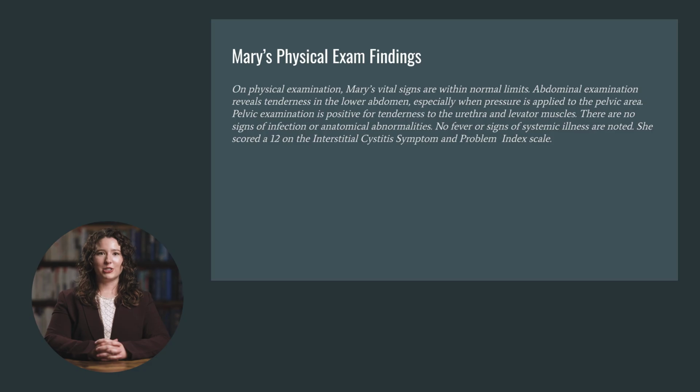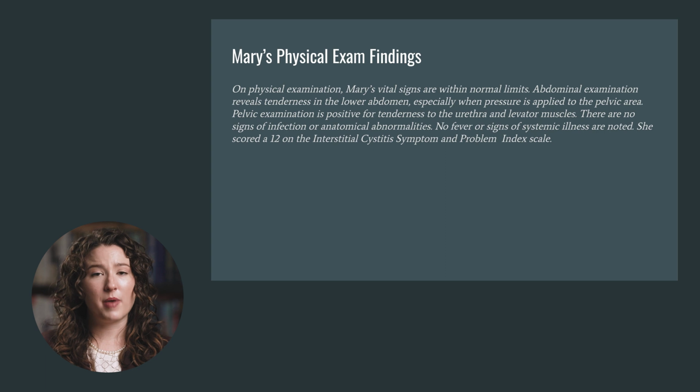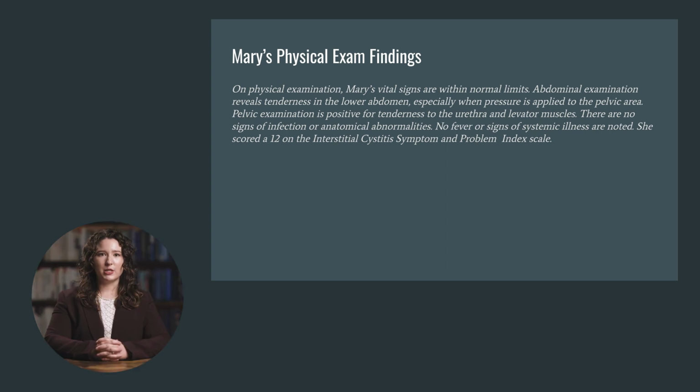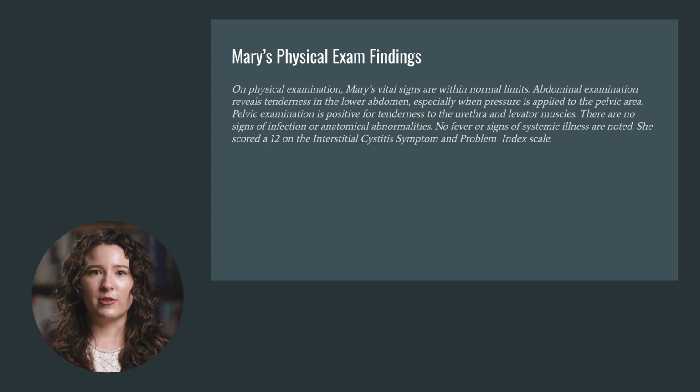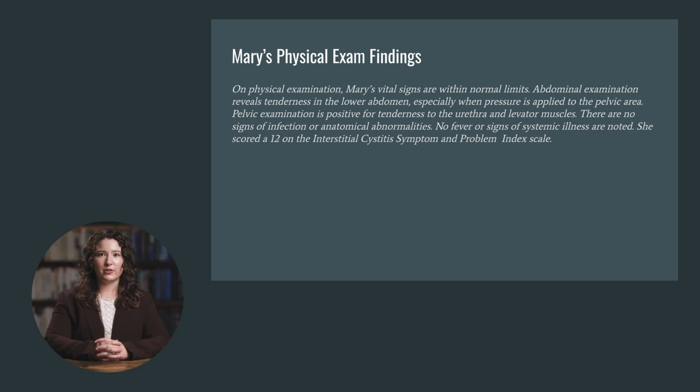On physical examination, Mary's vital signs are within normal limits. Abdominal examination reveals tenderness in the lower abdomen, especially when pressure is applied to the pelvic area. Pelvic examination is positive for tenderness to the urethra and levator muscles. There are no signs of infection or anatomical abnormalities. No fever or signs of systemic illnesses are noted. She scored a 12 on the Interstitial Cystitis Symptom and Problem Index scale.